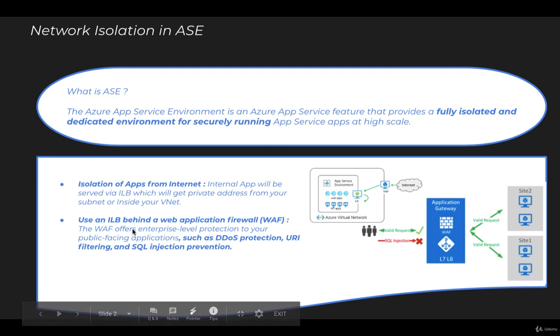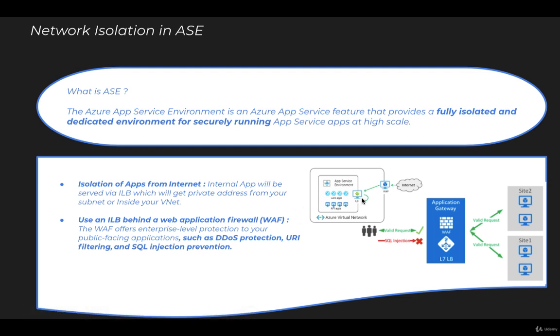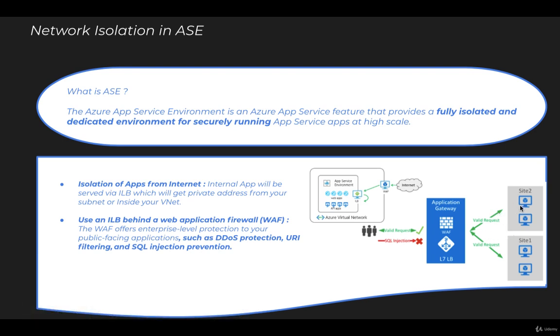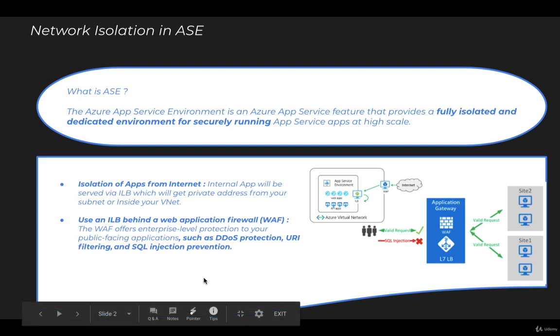In case your web app also serves external traffic, you can use a web application firewall, with the help of which you can protect against various kinds of attacks like SQL injection and other application-level attacks, as well as DDoS protection. You can use the WAF as well. In this way, only valid requests will go to the applications in the App Service Environment. So this is it for this lecture, friends.